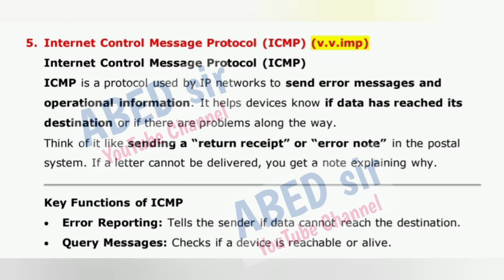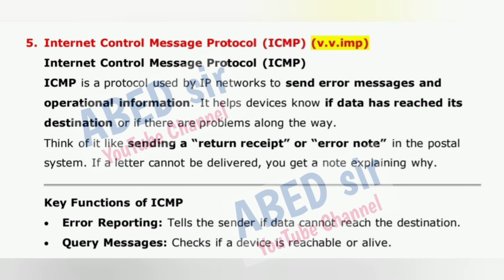Internet Control Message Protocol, ICMP. ICMP is a protocol used by IP networks to send error messages and operational information. It helps devices know if data has reached its destination or if there are problems along the way. Think of it like sending a return receipt or error note in the postal system. If a letter cannot be delivered, you get a note explaining why.